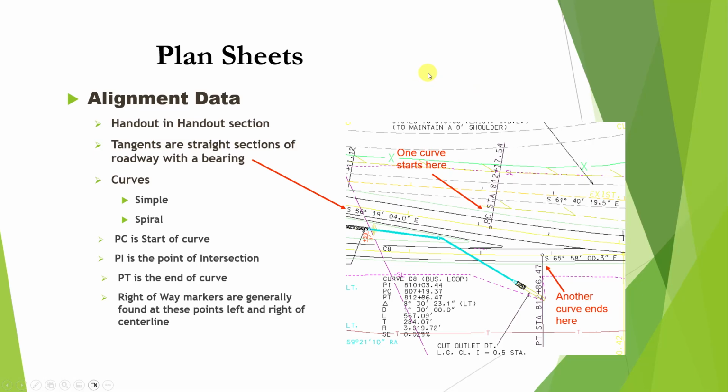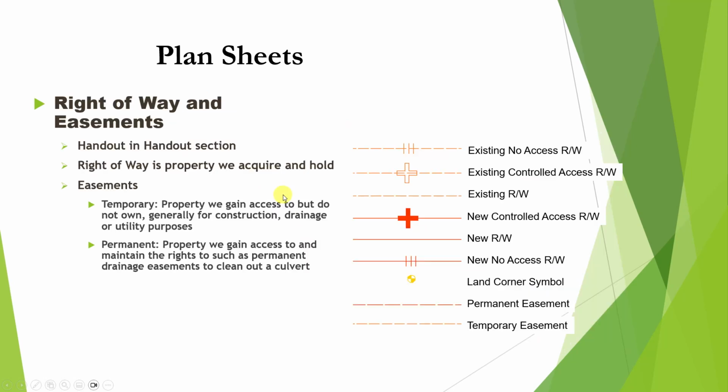Alignment data. Again, there's more handouts on this in the handout section. Again, tangents are straight sections of roadway with a bearing. Curves we have are simple or spiral. PC is the start of the curve. PI is the intersection point. PT is the end of the curve. Right-of-way markers are generally found at these points, left and right of the center line. So you can see here, one curve starts here, PC station, whatever that station is, starts right here. We start that curve right there. And then here's another one where the curve ends. You can see this is the PT. So we're coming out of that curve into a bearing, which means that's a tangent section, a straightaway. Okay, so that's how that works.